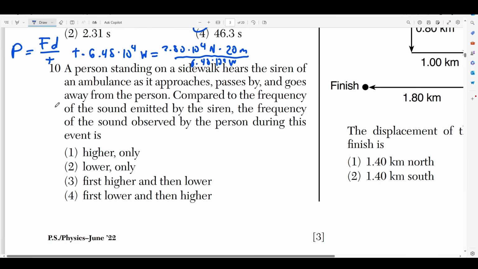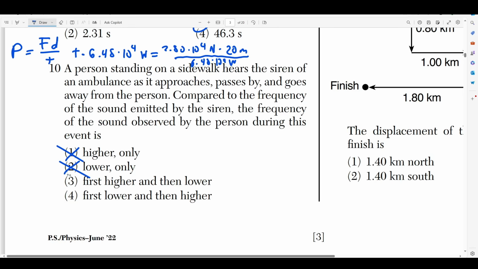Number 10 says, a person is standing on a sidewalk and hears a siren of an ambulance as it approaches, passes by, and goes away from the person. Compared to the frequency of the sound emitted by the siren, the frequency of the sound observed by the person during this event is what? Well, it's not going to be one answer. This is talking about the Doppler effect.